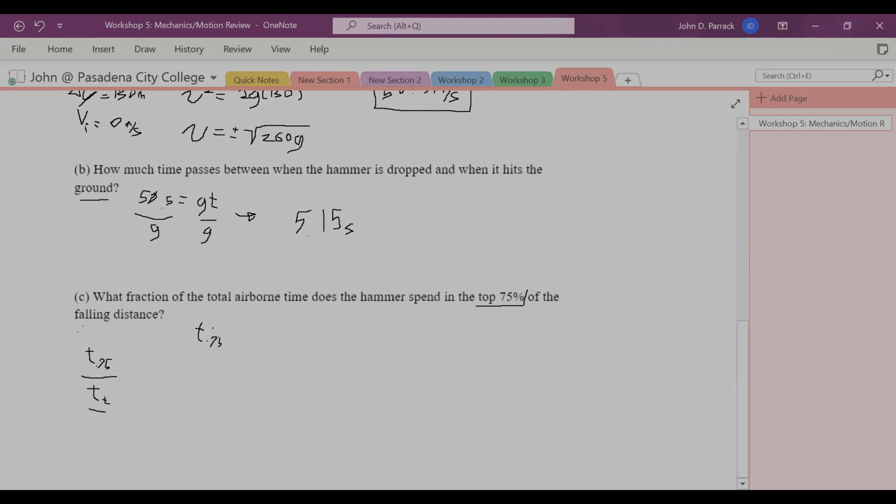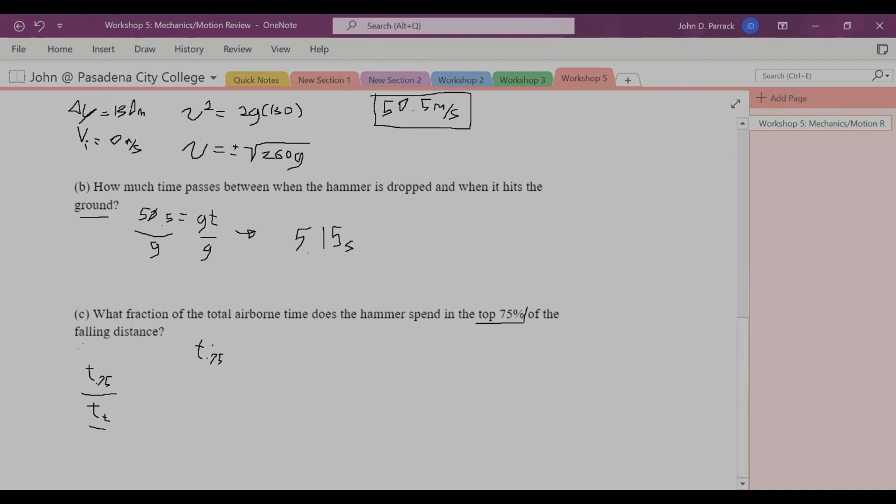Okay. Now, how do we answer this? The top 75%. Let's do a little intuition check, right? First of all, should the answer to T.75 be less than the total time, or more than the total time? Well, it's got to be less, right? It needs to fall just a portion of the distance, not the full distance, and that has to take less time than it took to fall the full distance. It's the only way this is going to make sense.